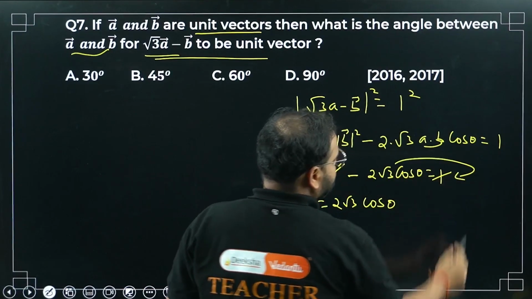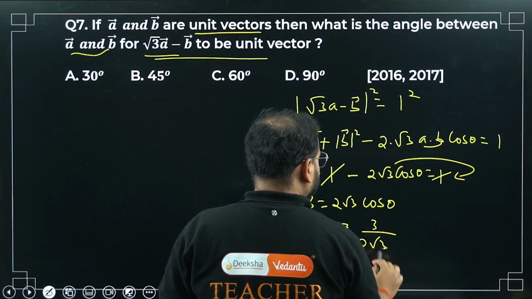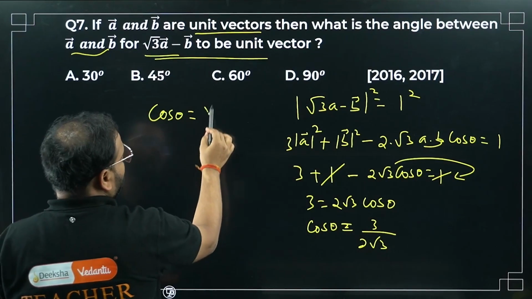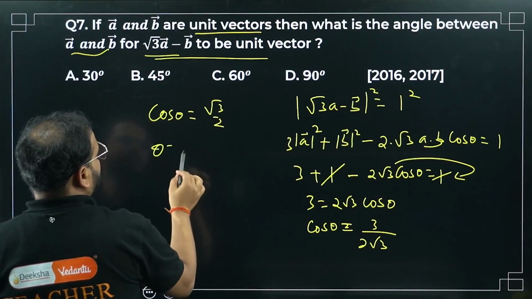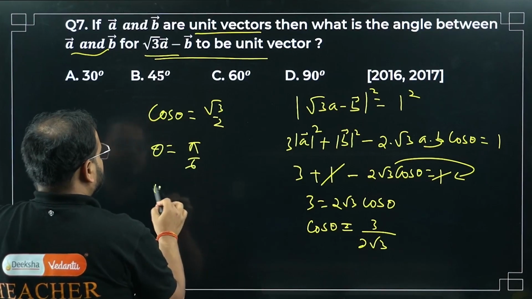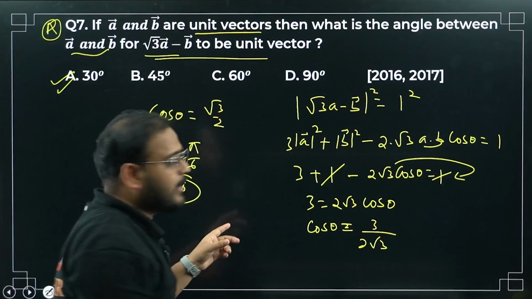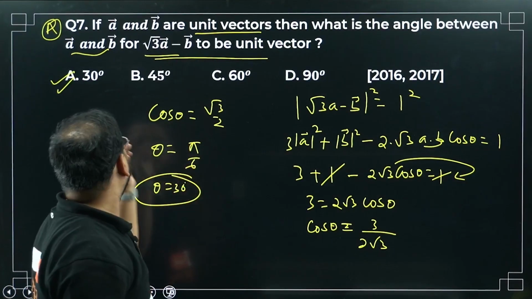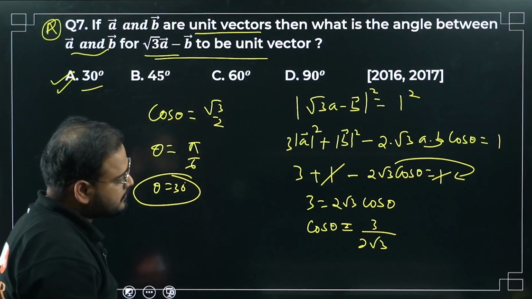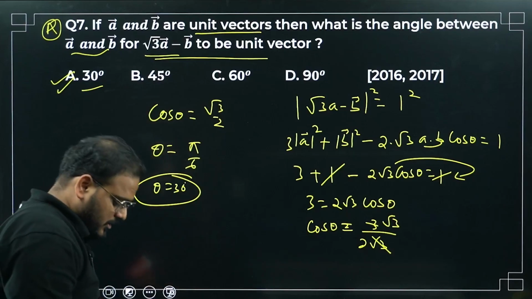I'm bringing this over here, right? So I get cos theta equals 3 upon 2 root 3. Check here. So I get cos theta equals root 3 by 2. So theta equals pi by 6, so theta equals simply 30 degrees. Option number A. Cos 30 is root 3 by 2. So option number A is the correct answer. You can cancel root 3 with 3 as root 3. Simple enough. Answer is 30 degrees.